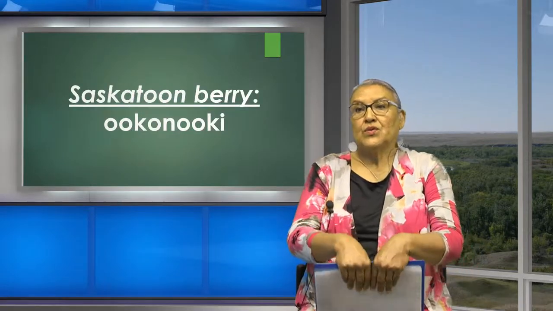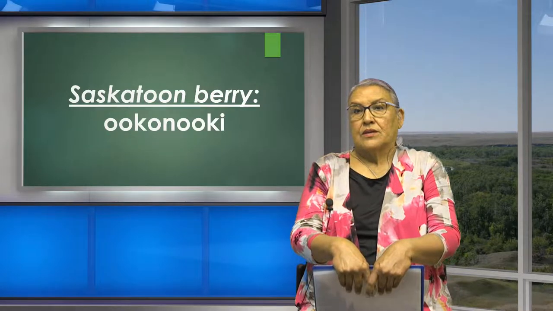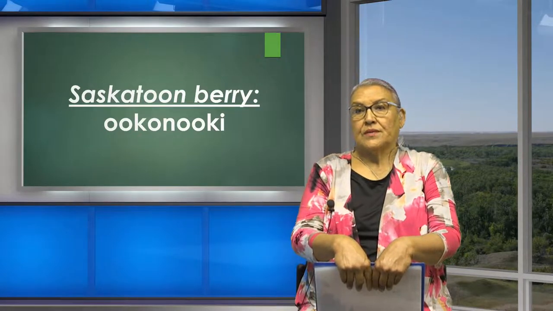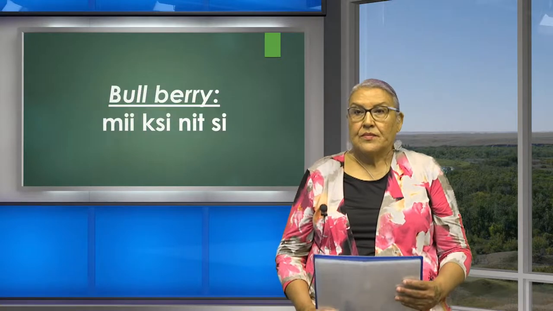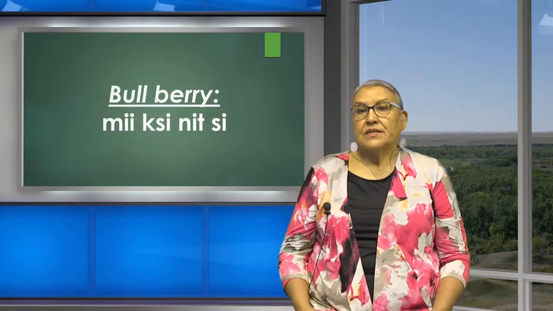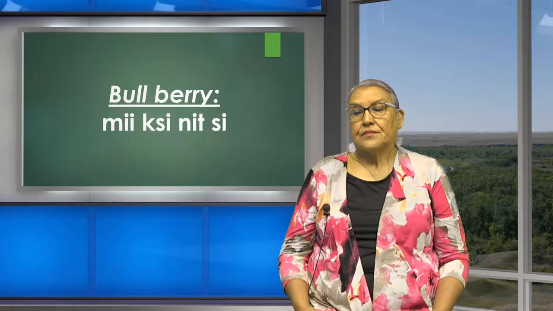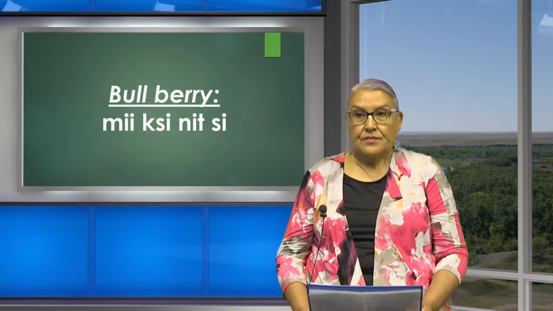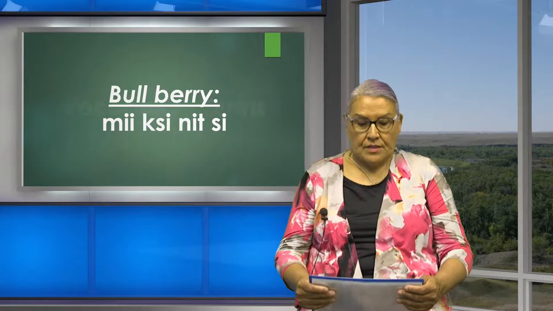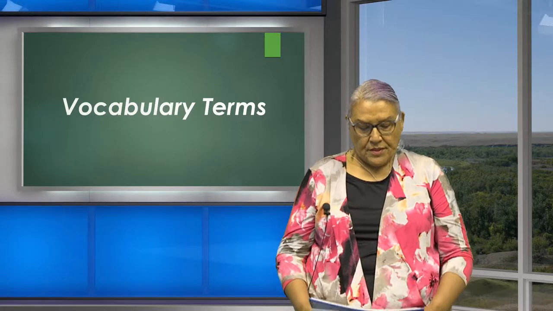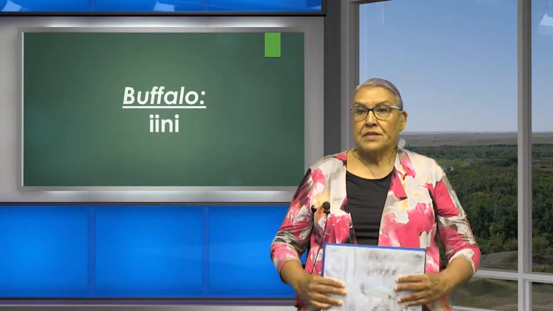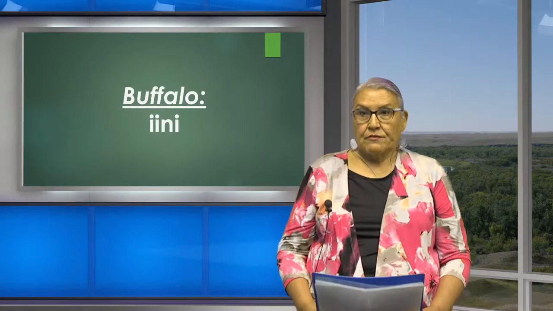Next one, Saskatoon berry, ukunuki. Next one, bullberry, miksinitsi. So those are the plants and berries. The last one is the vocabulary terms. The first one is buffalo. I'll repeat these three times as well. So for buffalo, it's ini.